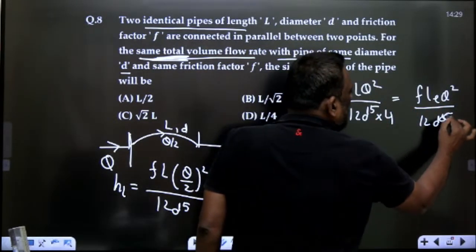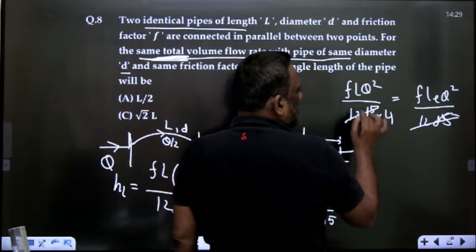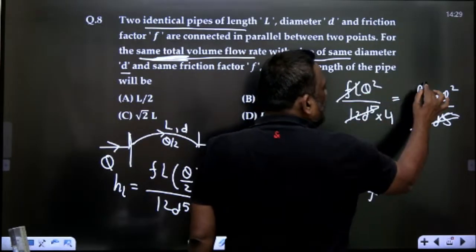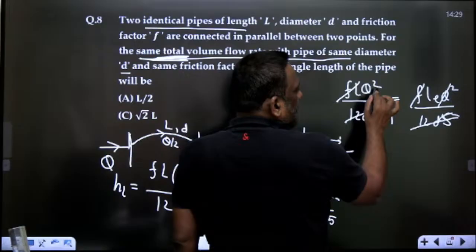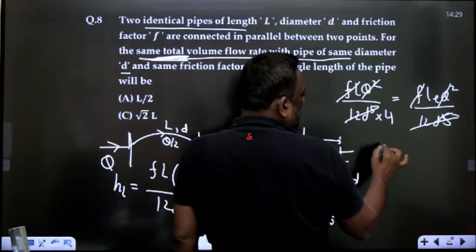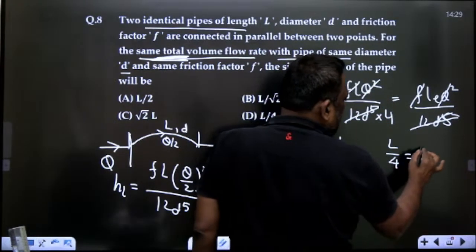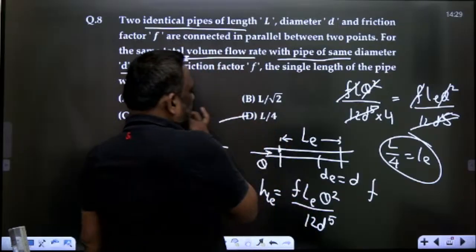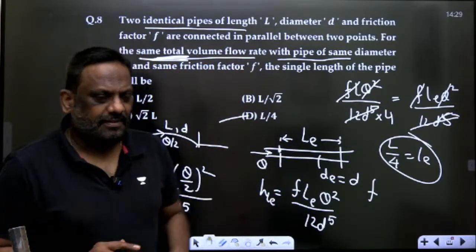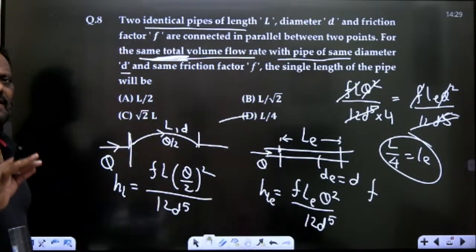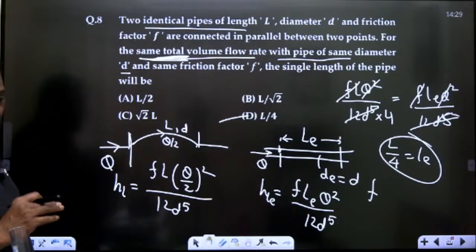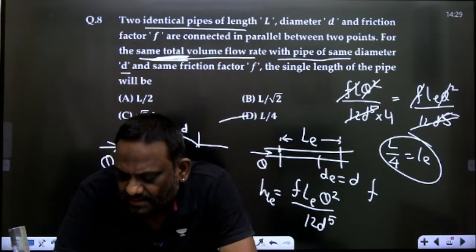So 12 d power 5 is gone, F Q square is gone. Then L is left. L by 4 is equal to L E. So the equivalent length is equal to L by 4. I will also tell you another method. Is the question clear, sir?